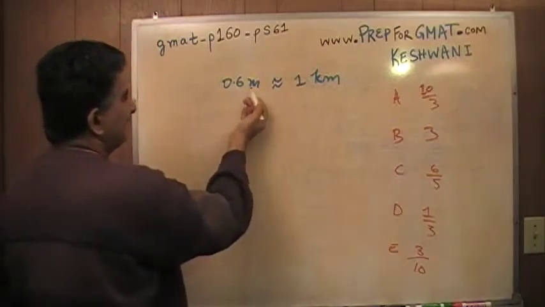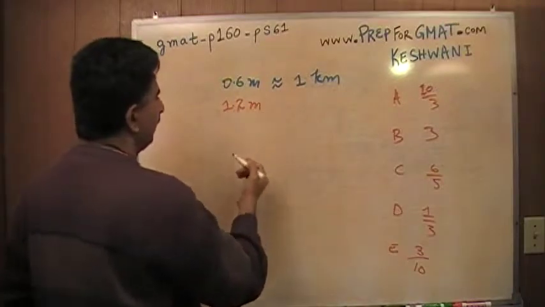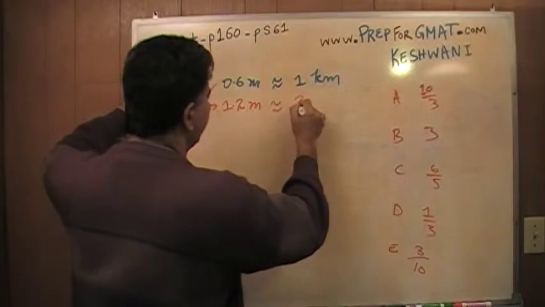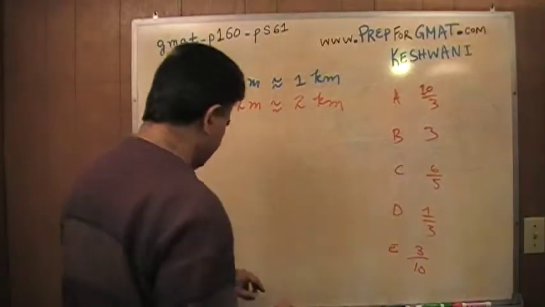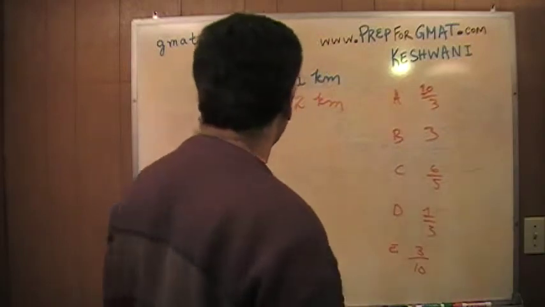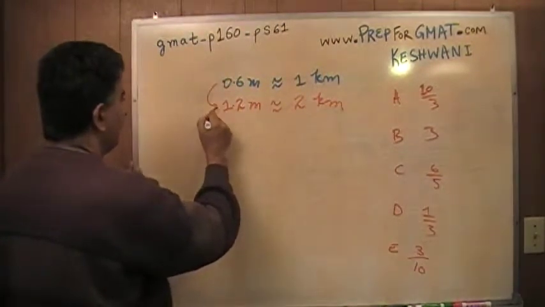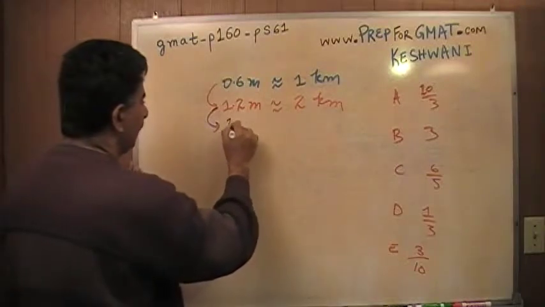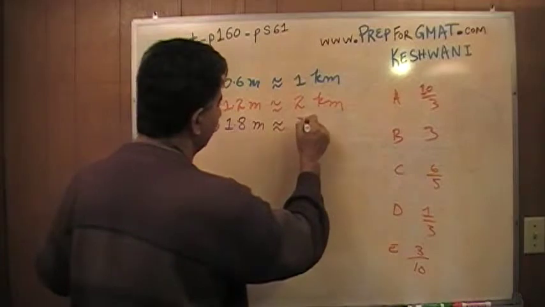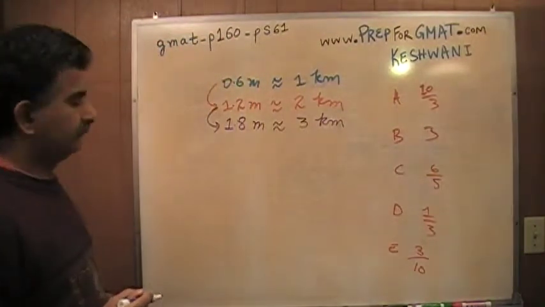Well, if 0.6 miles is 1 kilometer, what do you suppose 1.2 miles would be? 1.2 miles, which is twice this amount, has to equal approximately 2 kilometers. I'm going to keep going until I get very close to 2 miles. That's where I need to go. Let's do one more. If I add another 0.6, it's going to be 1.8. 1.8 miles should equal approximately 3 kilometers. What is the question asking?